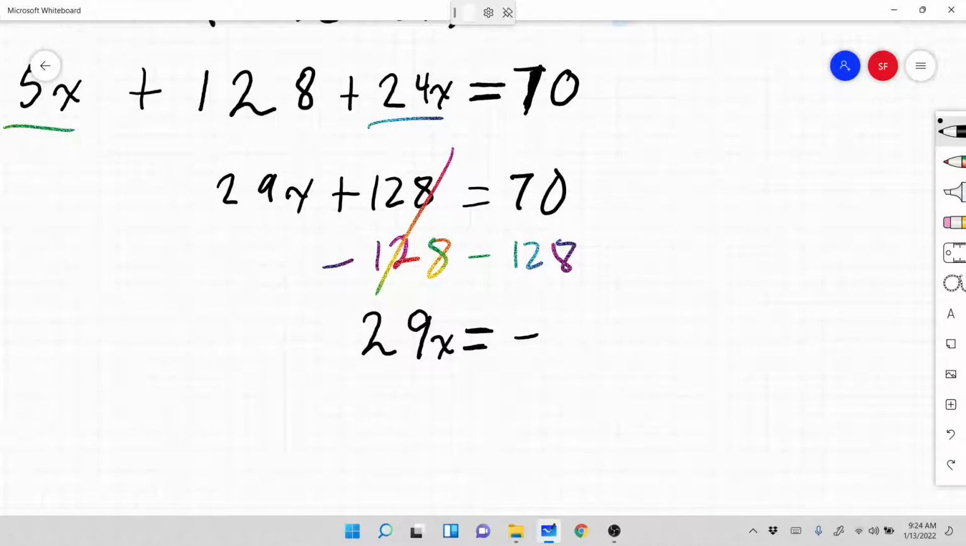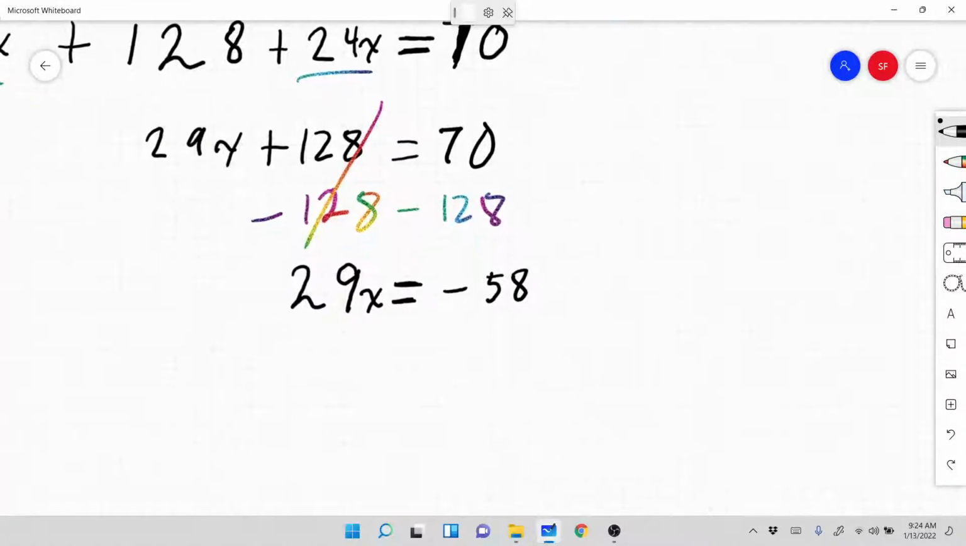70 minus 128 is what? Sounds right to me. And then divide everything by 29.